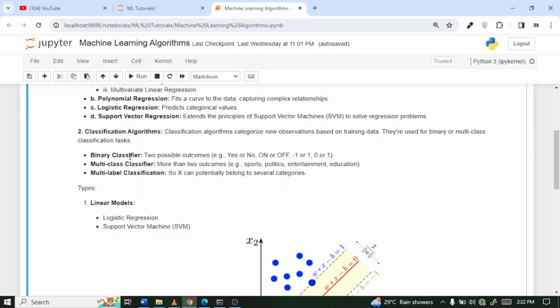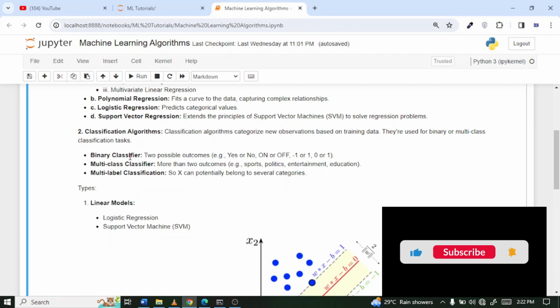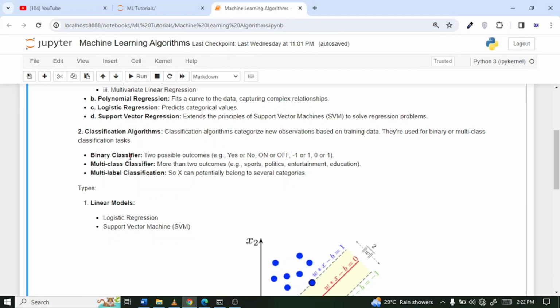Okay. We also have multi-class classifier. With this one, the possible outcome is more than two. Okay. So let's say a web page can be designed to talk about sports or politics or entertainment or education. Okay. And it can't talk about two of them. It has to belong to one of them. Okay. So that is when we use multi-class classifier. All right. So now with multi-label classification, a sample can potentially belong to several categories. Okay. So a web page can be designed to talk about sports and at the same time talk about entertainment. Okay. So that is when we use the multi-label classifier.